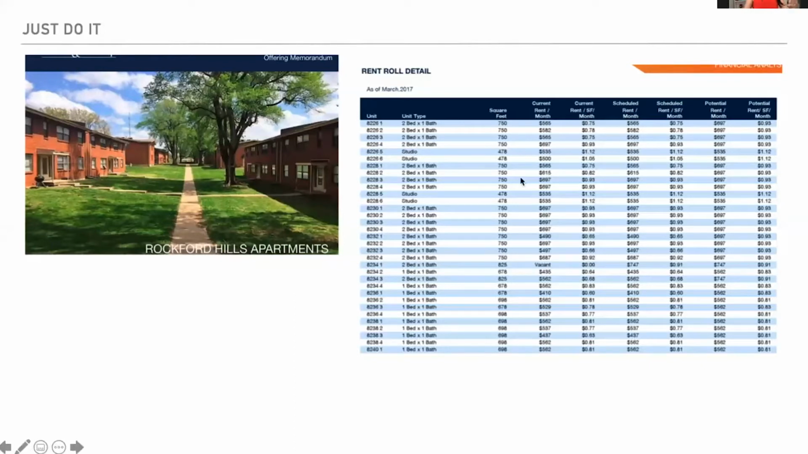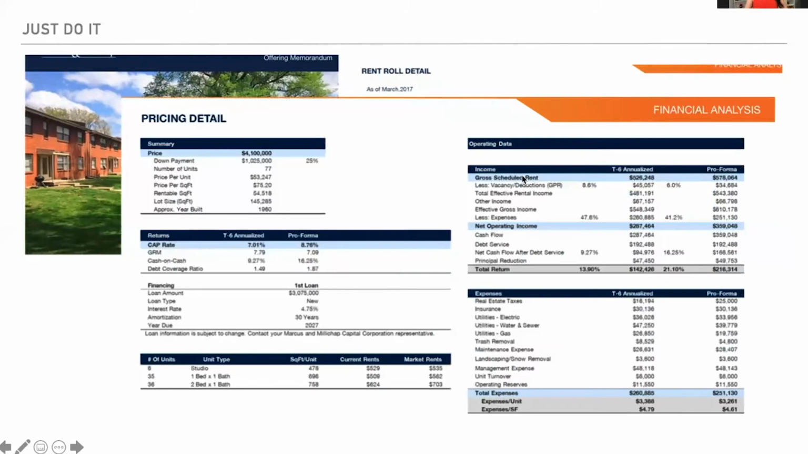So in the offering memorandum, typically there are a couple of pages that are most important. One is the rent roll, and another one is the financial analysis. They look something like this. Now, what do we do with these numbers?